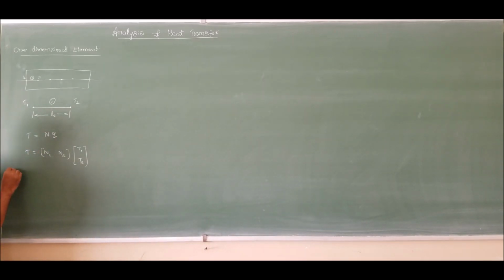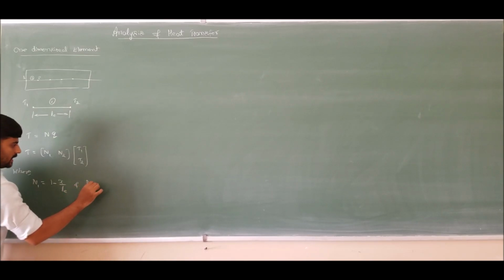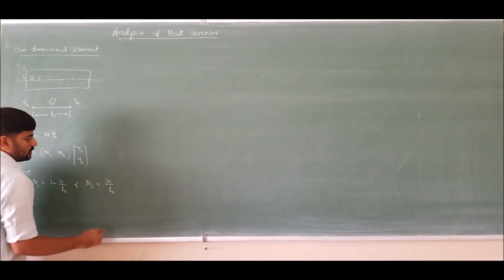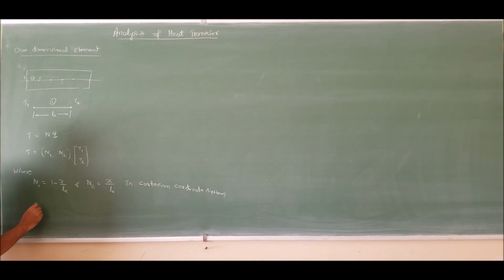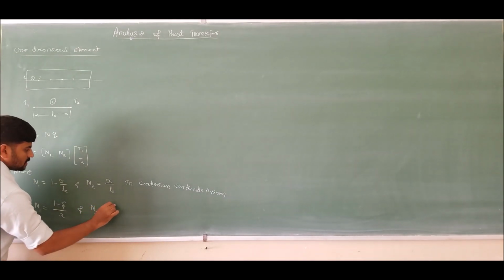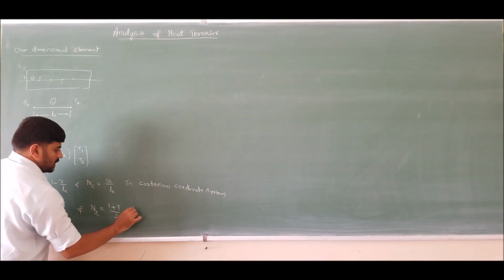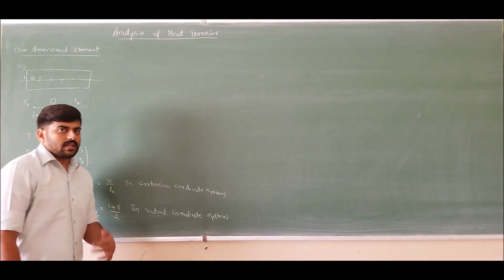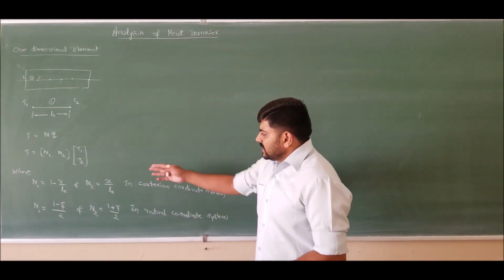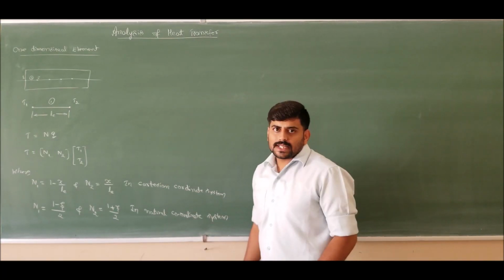The shape functions we already know for one dimension. The shape functions are given by N1 is equal to 1 minus x by the length of the element, and N2 is equal to x by the length of the element in Cartesian coordinates, whereas the values are N1 equal to 1 minus zeta by 2 and N2 equal to 1 plus zeta by 2 in the natural coordinate system. The advantage of using zeta is that the value of zeta varies from minus 1 to plus 1. With this basic knowledge, we already know the strain displacement matrix.